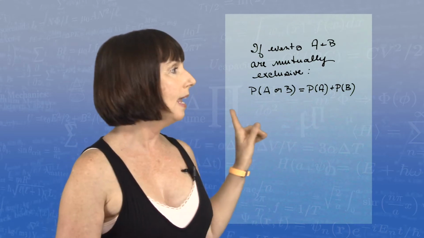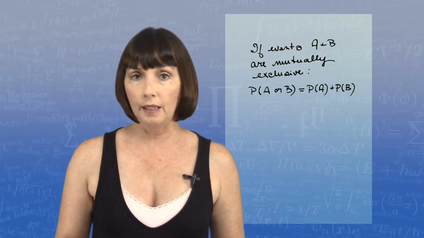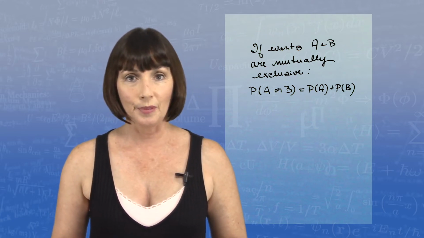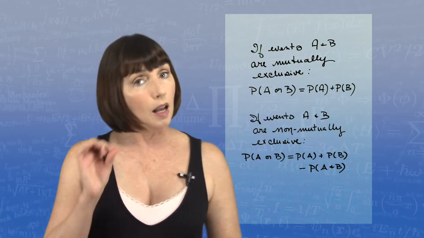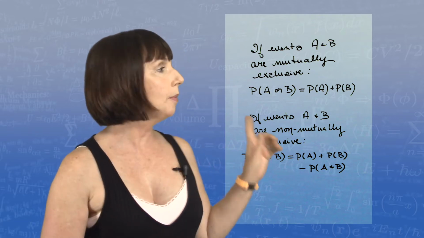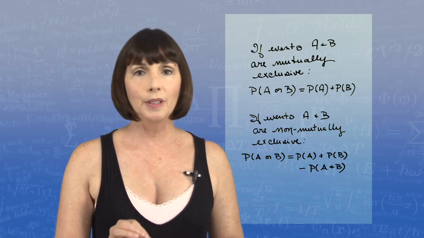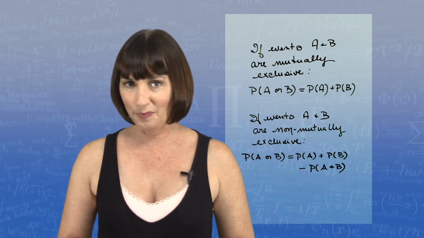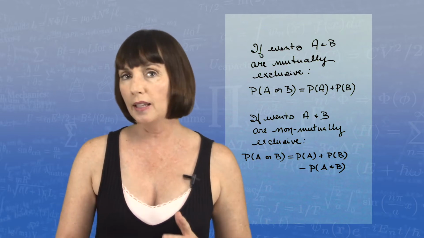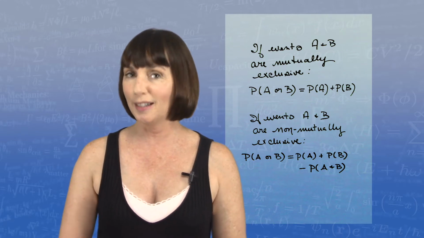If events A and B are mutually exclusive, then the probability of A or B is equal to the probability of A plus the probability of B. If events A and B are non-mutually exclusive, then the probability of A or B is equal to the probability of A plus the probability of B minus the probability of A and B. Okay, does this seem confusing? Let's do a couple of examples and let's find out what mutually exclusive and non-mutually exclusive events actually are.